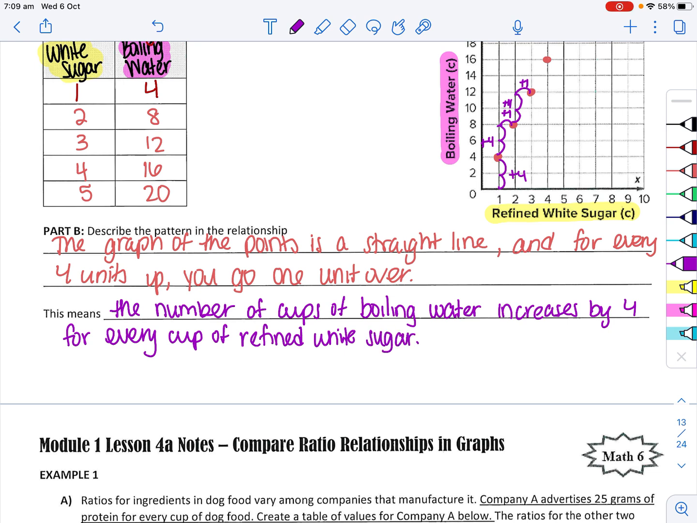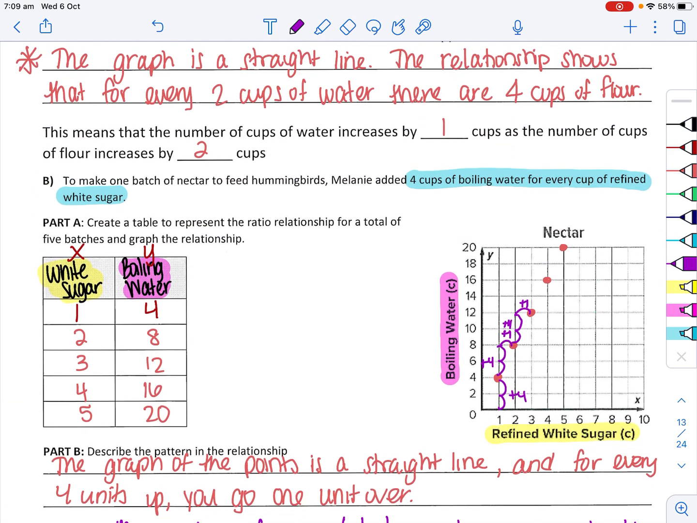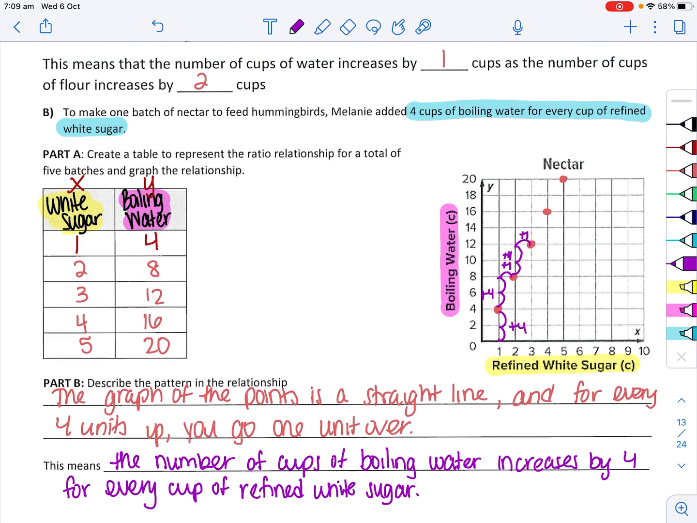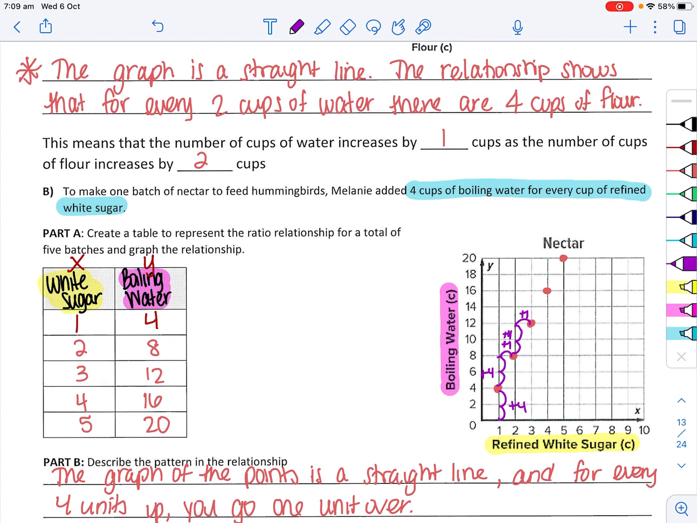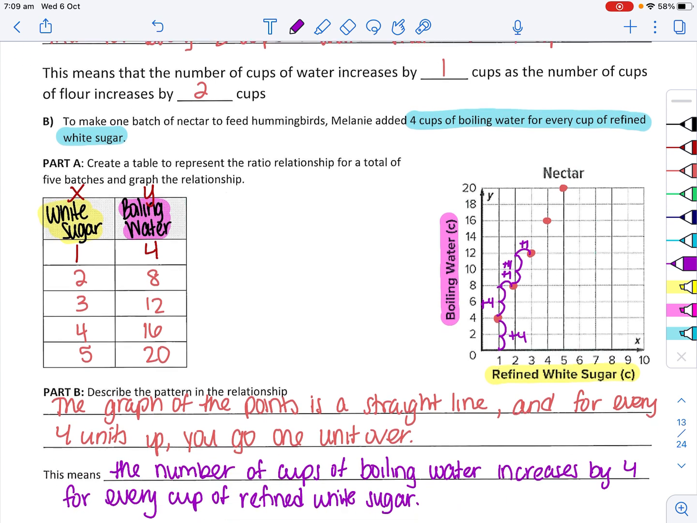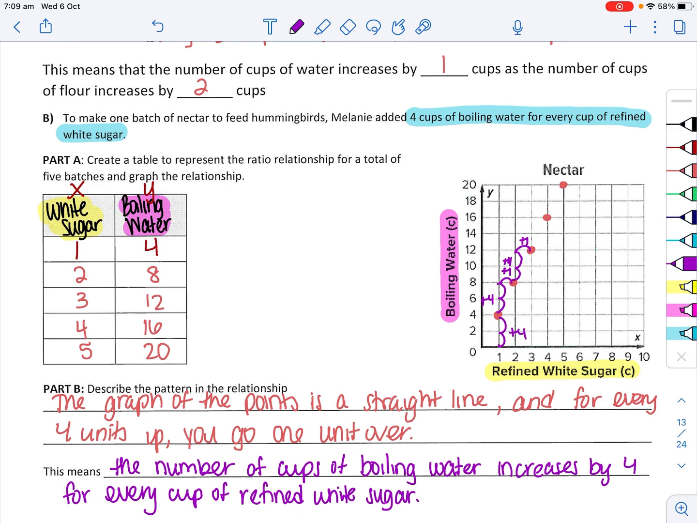So I am describing the fact that the number of cups of white sugar is going up every time I add a cup, or the cups of boiling water is going up by 4 every time I add a cup of refined white sugar. So both of these are good ways to describe what is happening on the graph. The first one, I used everything that had to do with the units and everything that was in the problem already. Down here, I described it as what is actually happening on the graph, literally as I'm looking at it. So I was counting up 4 units going over 1, and that describes the ratio relationship.